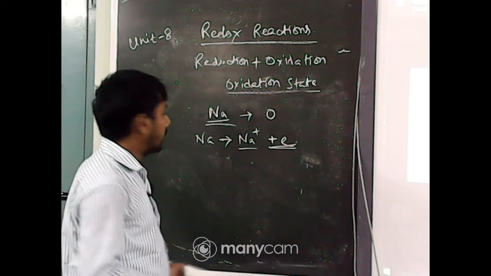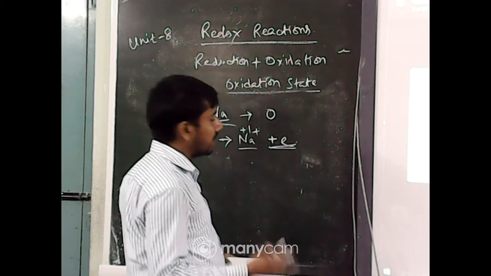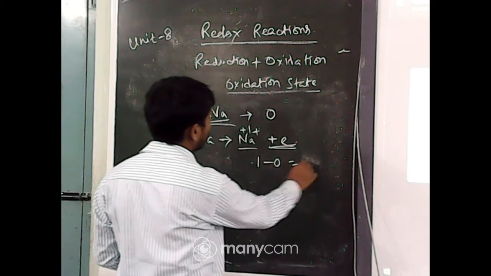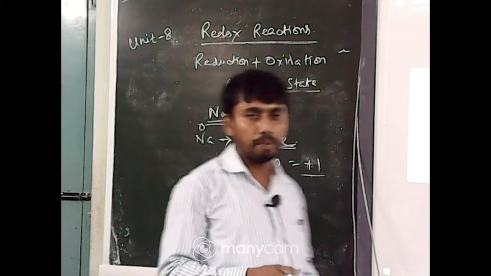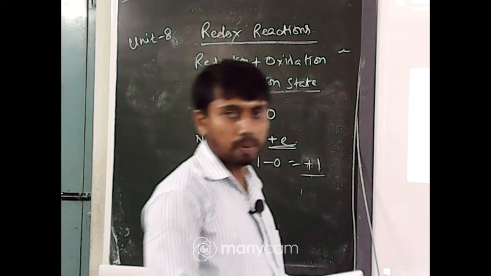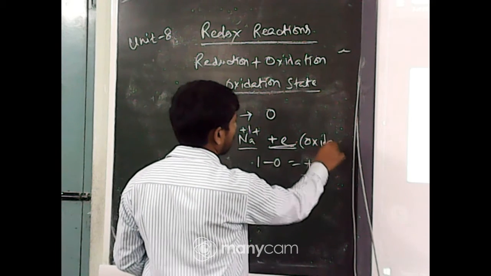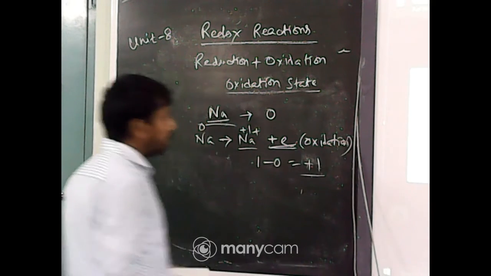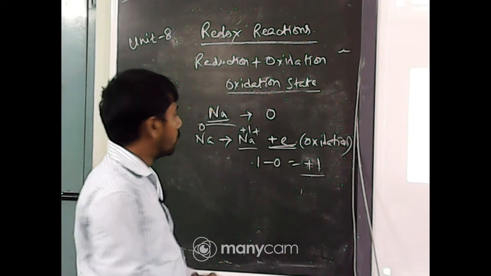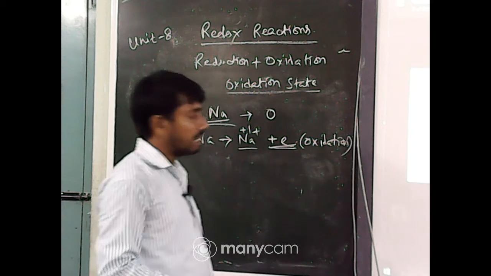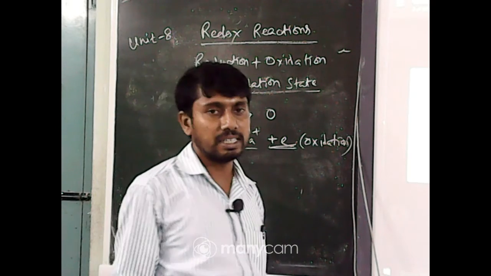Now, here the oxidation state was 0 and its valency is equal to plus 1. So, the change in oxidation state is 1 minus 0, that is equal to plus 1. The oxidation state has changed from 0 to plus 1, so we can call it an oxidation reaction. And at the same time the electron is liberated in the reaction. So, when a species liberates an electron, then it is oxidized.